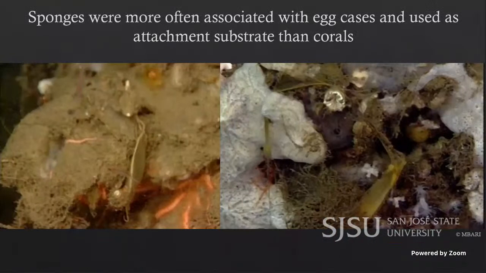Sponges are more often associated with egg cases and used as an attachment substrate than corals. This could be due to the coral biomass within the sampled survey, or coral species. However, we do know that corals function as important SFMI structures, and this is known from previous Catshark egg case studies.